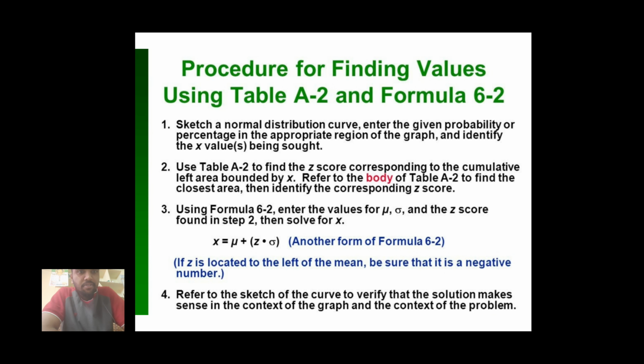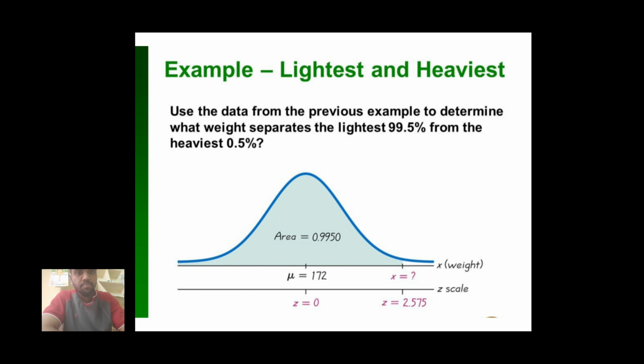Procedure for finding values using Table A-2 and formula 6-2. Sketch a normal distribution curve. Enter the given probability or percentage in the appropriate region of the graph and identify the x value being sought. Use Table A-2 to find the z score corresponding to the cumulative left area bounded by x. Refer to the body of the table to find the closest area. Identify the corresponding z score. Using formula 6-2, enter the values of mu, sigma, and z.